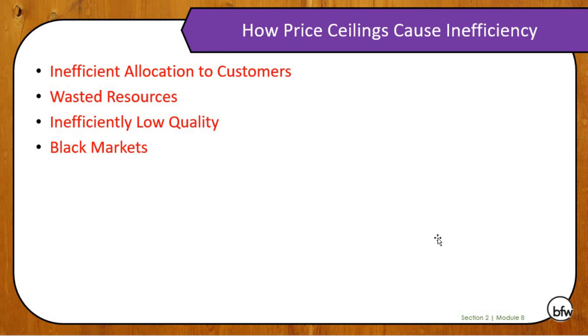So these are the other reasons. Basically, there's inefficient allocation to customers. A few people will get those rent control apartments. A lot of people that demand them won't, and so there will be some sort of inefficiency there. Wasted resources. Basically not enough apartments to go around, and the people that finally get rent controlled apartments are going to stay there for a really long time because they don't have an incentive to move.